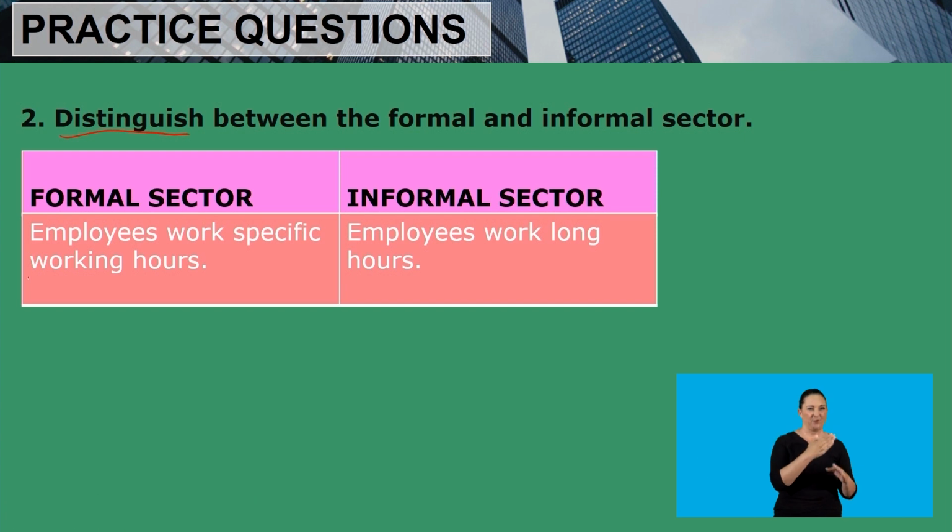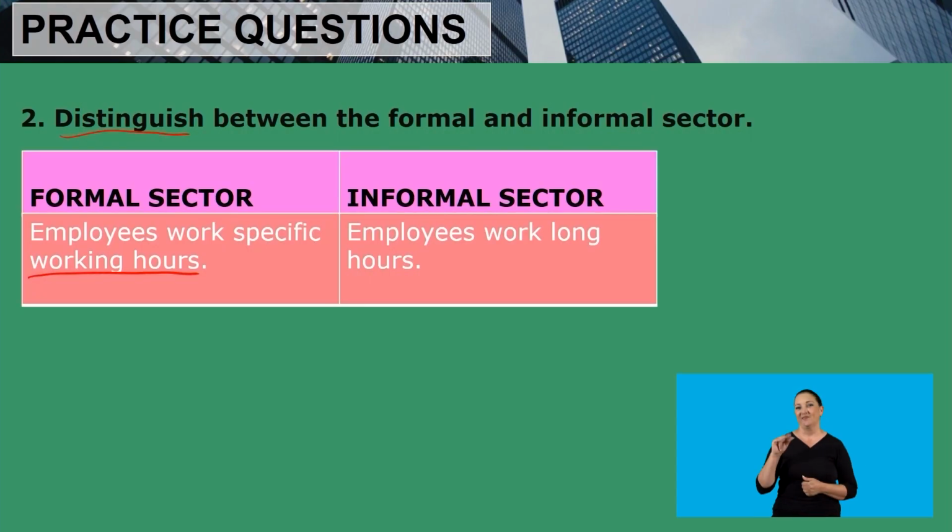Employees work specific working hours under the formal sector. So under the formal sector, we know that employees are protected by certain legislations because those businesses are registered. So there's certain legislation that businesses have to comply with. So their workers are working specific hours that are stipulated in their contracts. And on the other hand, in informal sectors, employees work long hours because there's no contract there. Even if there is contract, there is no legislation that is binding the employer because businesses under the informal sector are not registered. So that's the difference between the two sectors.